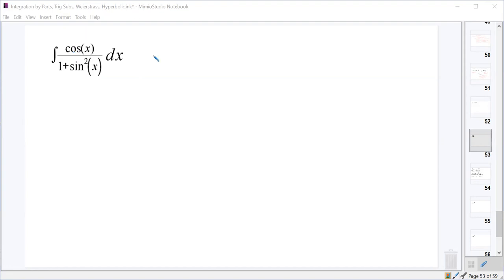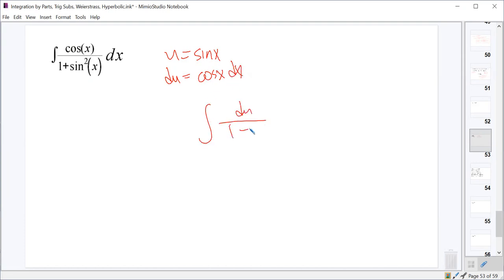In fact, we'll just do this one real quick. If we let u equal sine of x, du ought to be cosine x dx, right? And that ought to give us the integral of du over 1 plus u squared, which is just inverse tangent u plus a constant, or inverse tangent of sine x plus a constant. All right, so the Weierstrass substitutions are great, but if you can find an easier u sub to use, then do it.